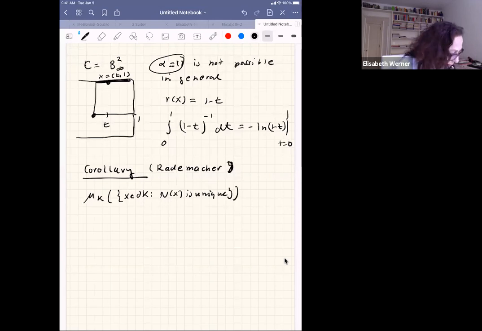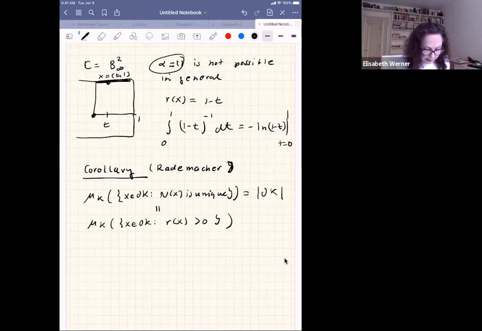This is actually all of the boundary. That is, the outer normal exists uniquely almost everywhere on the boundary. This is what this result of Rademacher says. And I want to say that the measure of this set is equal to the measure of this set of all x in the boundary of K for which R of x is strictly positive.